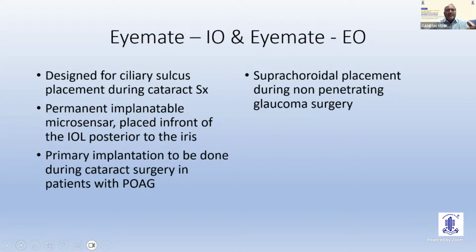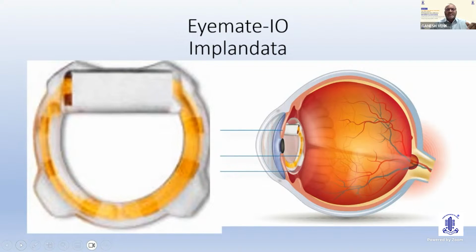So these are the ones which are implanted in the bag. It is a permanent implantable microsensor placed in front of the IOL, posterior to the iris. And the primary implantation can be done during cataract surgery in patients with open angle glaucoma. So this is how the sensor looks. And the implant is actually in front of the intraocular lens, behind the iris.